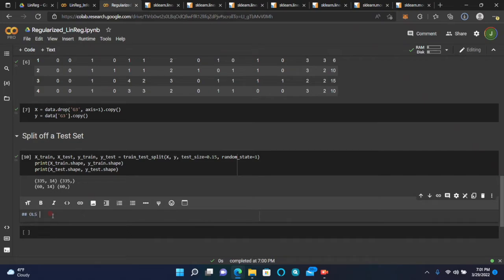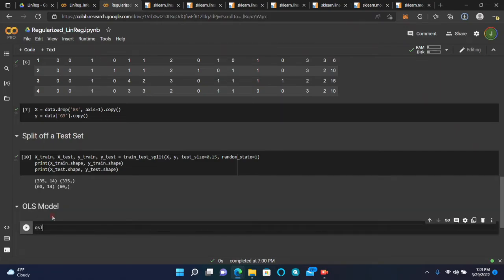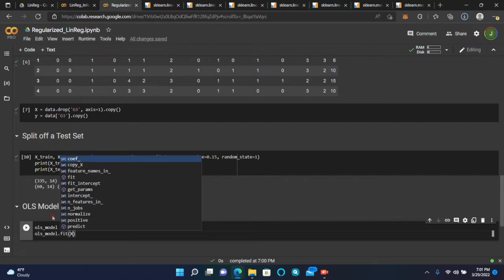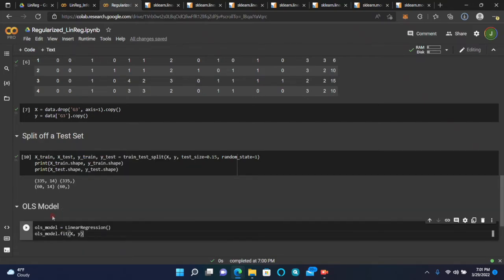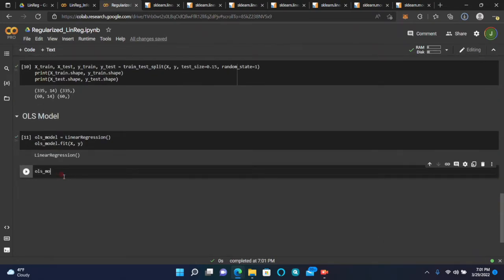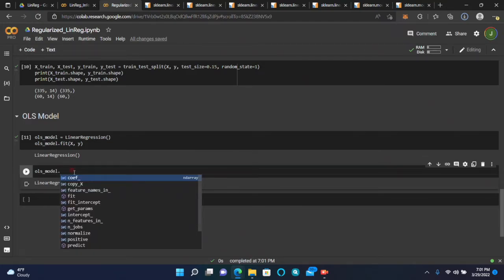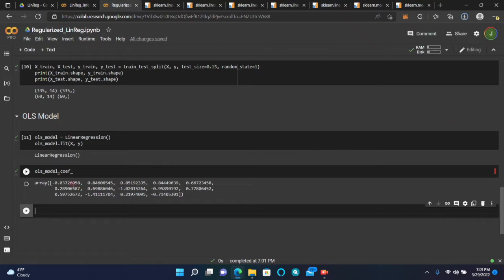Now then, let's fit OLS. We'll fit an OLS model here. OLS model is going to be a linear regression model, just like that. And we can go ahead and fit it to x and y, simple as this. Now let's see what comes out there. OLS model, of course, dot, what do we got? Coef. We got our coefficients here.